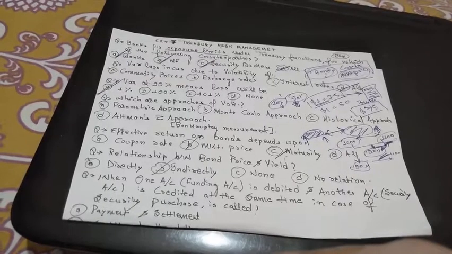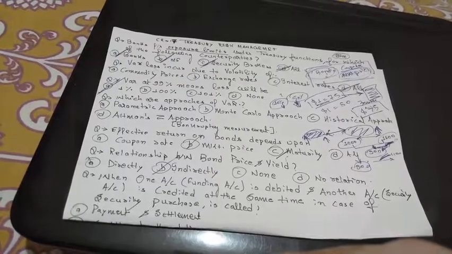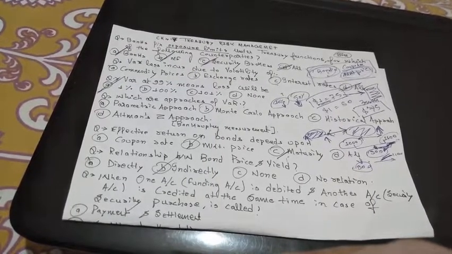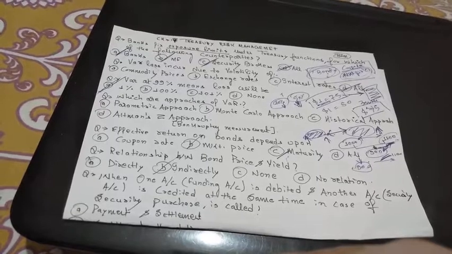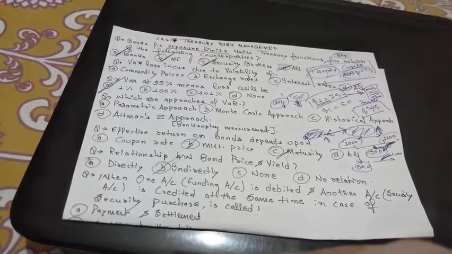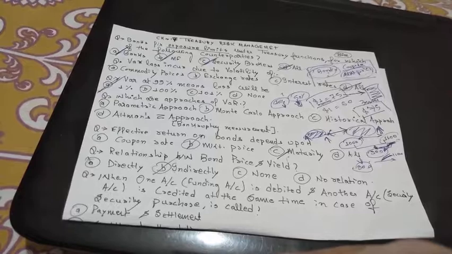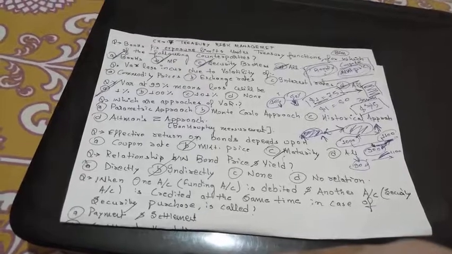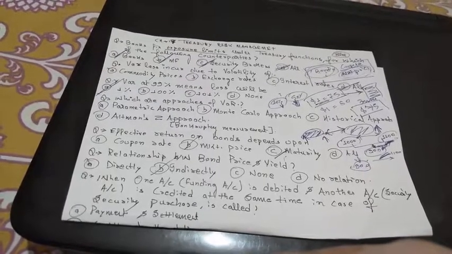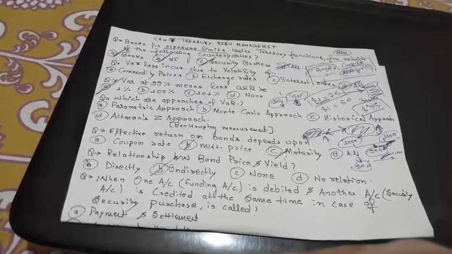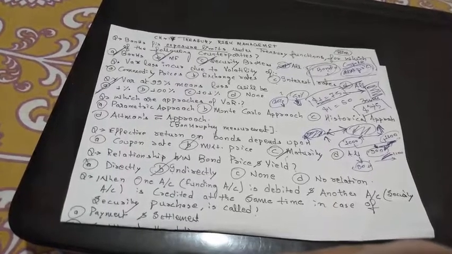Starting with credit and default risk, this is also known as counterparty risk. For example, you have given a loan to someone, and whether they will return our loan or not, that is called counterparty risk. And in market risk, the three types of risk are liquidity risk, currency risk, and interest rate risk.